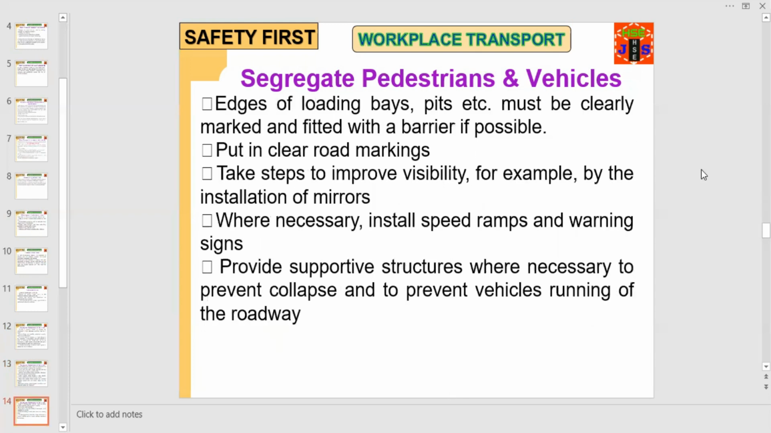Edges of loading bays, pits, etc. must be clearly marked and fitted with a barrier if possible. Put in clear road markings. Take steps to improve visibility, for example, by the installation of mirrors. Where necessary, install speed ramps and warning signs. Provide supportive structures where necessary to prevent collapse and to prevent vehicles running off the roadways.